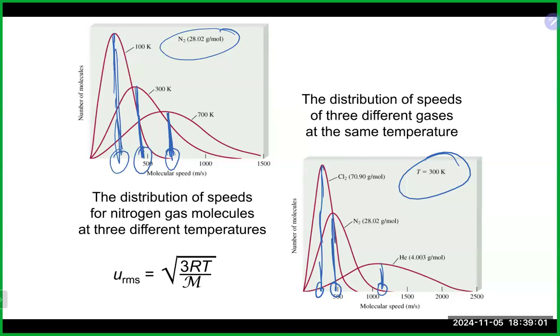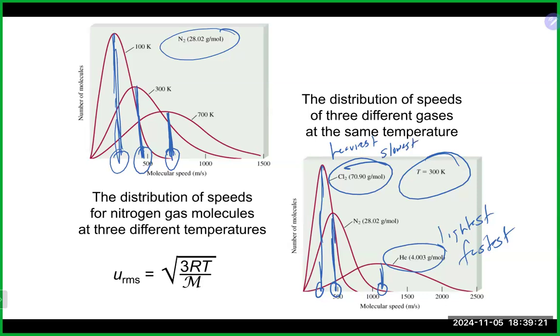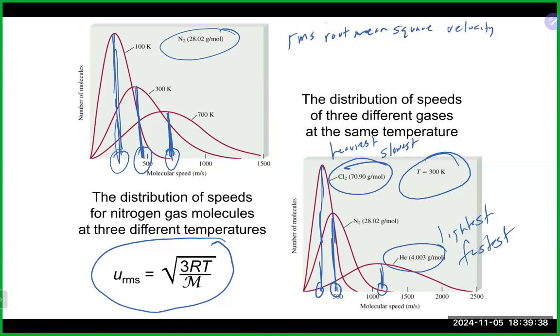And what we see here is what we kind of saw with our partial pressure problem. Helium, which is the lightest, will be flying around the fastest, right? And here, chlorine in this group of 3 is the heaviest, and it will be the slowest molecule flying around. You can calculate it, like I said before, using this equation here. That RMS stands for root mean square velocity.